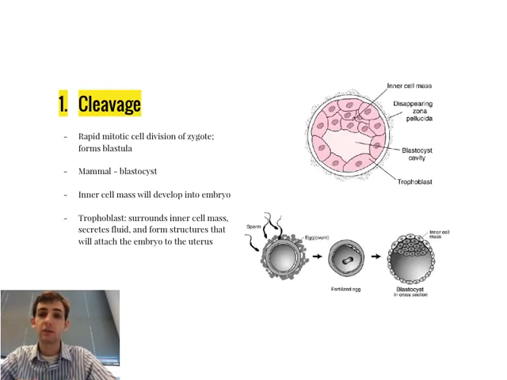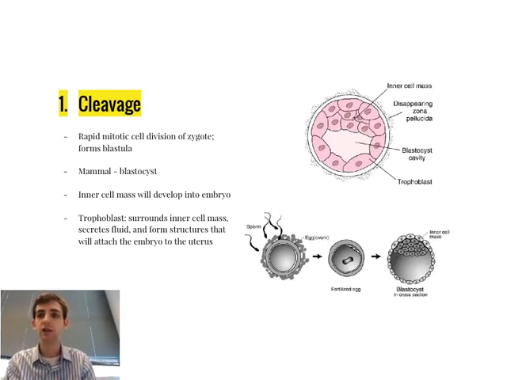The very first stage is something we call cleavage, and cleavage is the rapid mitotic cell division of a zygote, and a zygote is a fertilized egg. So that's when a sperm fertilizes an egg. And what we start forming is a blastula, and a blastula is a hollow ball of cells. Blast means ball, hollow ball. So it's literally a hollow ball of cells that starts forming. In mammals, the embryo at this stage we call a blastocyst.